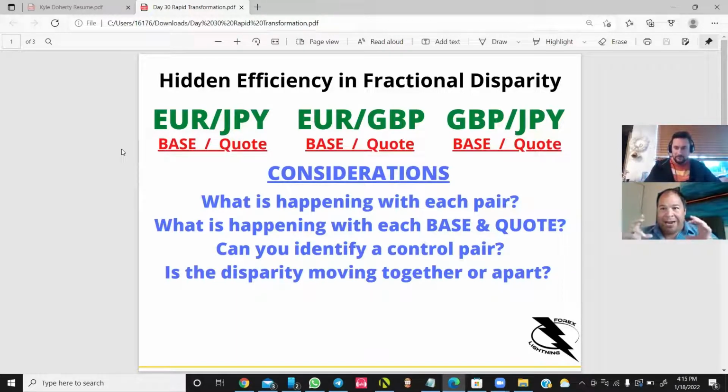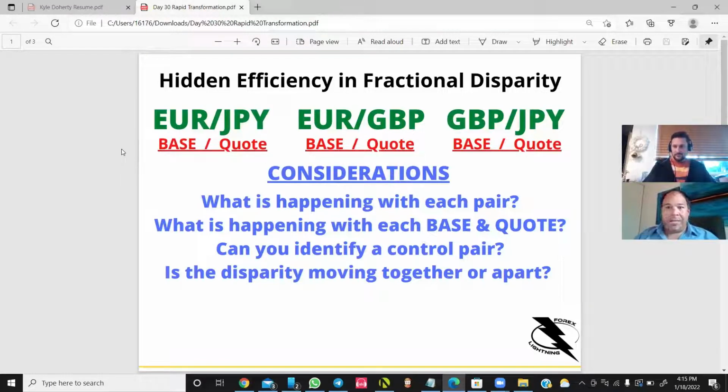Once you can identify the control pair and you look at the Trinity, then it's, okay, does this disparity move together or does it move apart? All right. So now let's just say we had a super strong, long euro pound. All right.